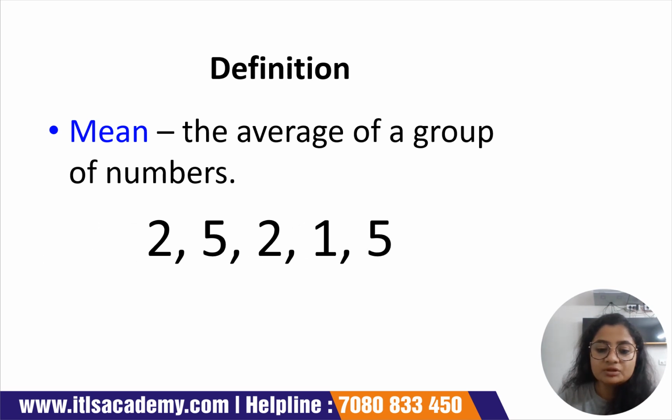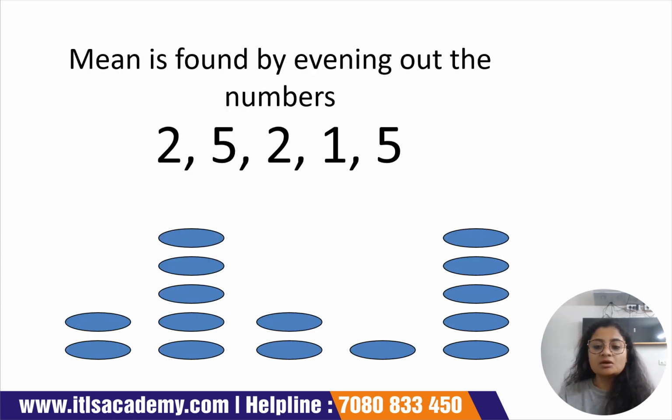So say for example, we have these five numbers 2, 5, 2, 1, 5, and we have to calculate the mean of this group of numbers. Okay. So the mean will be 3. Now how do we calculate the mean? Now see over here, this example which I am giving is a very simple example because we are using numbers which are very small, isn't it? So we can easily calculate it mentally also.